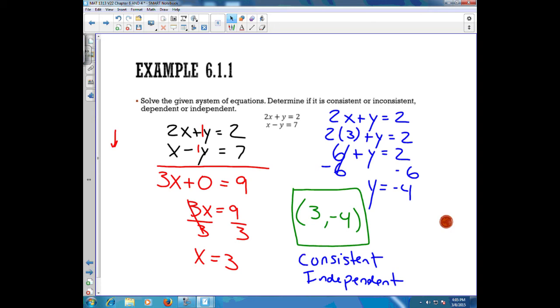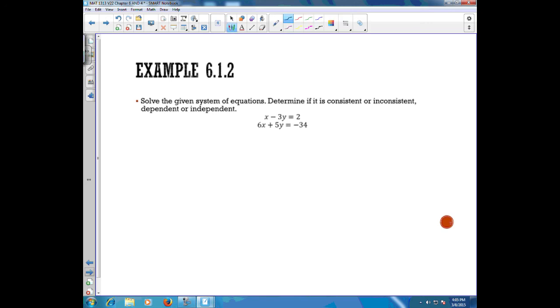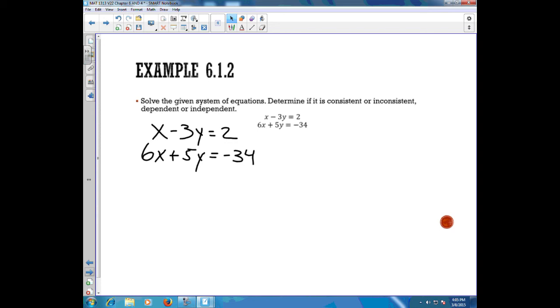Let's try another example. We have x minus 3y is equal to 2, and 6x plus 5y is equal to negative 34. It doesn't matter which variable we choose to eliminate, so always do whatever it takes to make it easiest on us. If we want to eliminate y in this equation, then we've got to multiply these equations by numbers so that y adds to 0. If we want to eliminate x, we would have to do the same thing. But there being a coefficient of 1 in front of x means that it's easier to eliminate x.